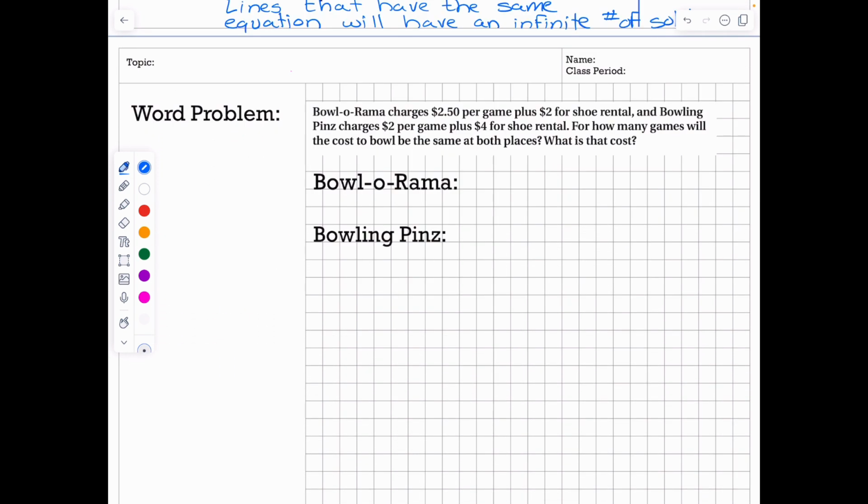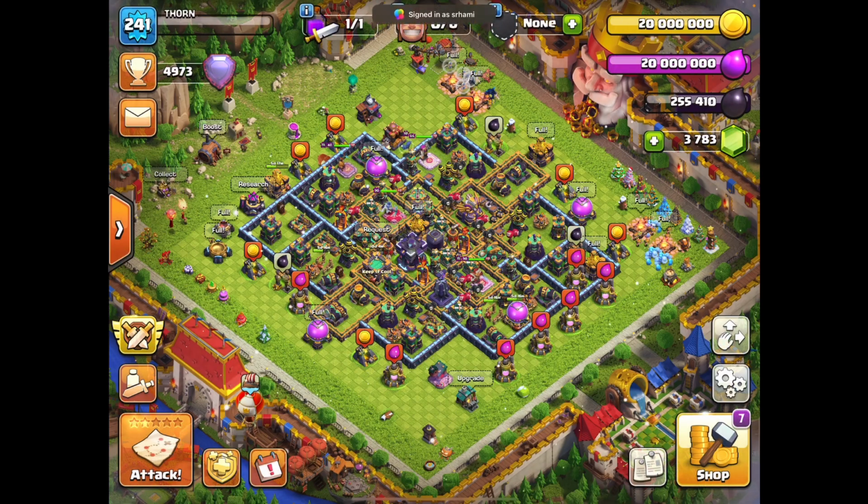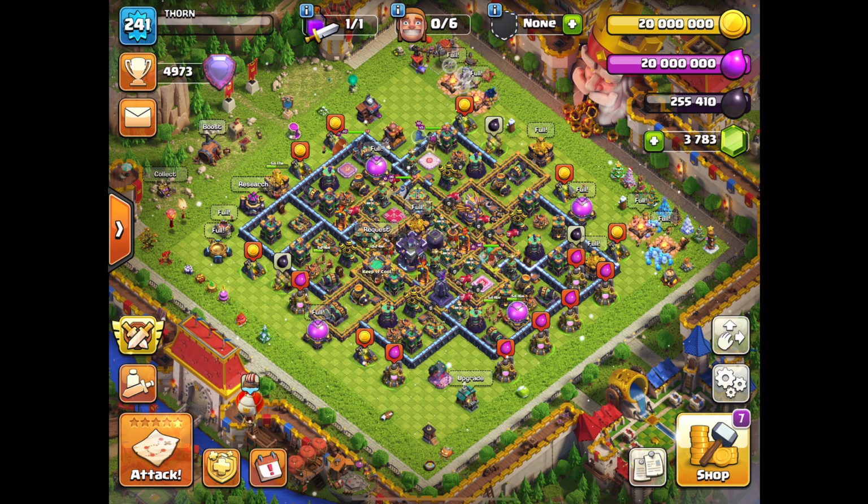Before we get to the word problems that are so much fun, let's take a little break here. I'm going to check on my Clash of Clans. See, Miss Oak likes to play Clash of Clans. And look what we have here.